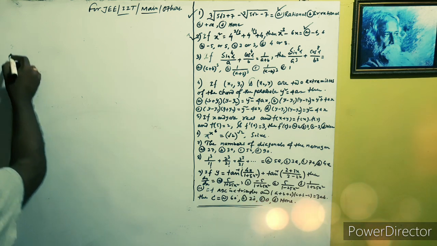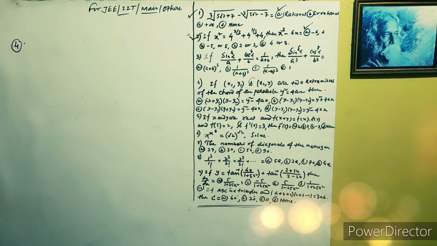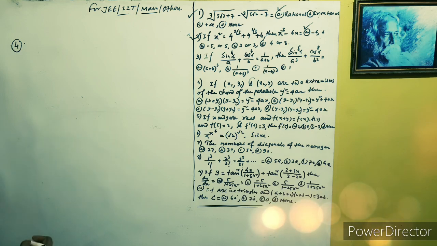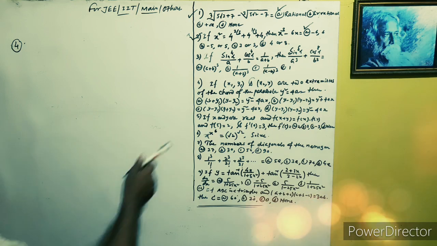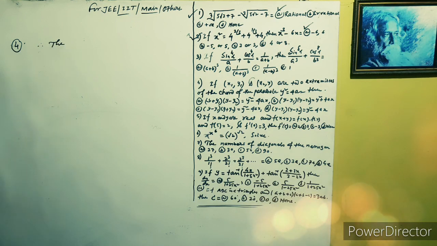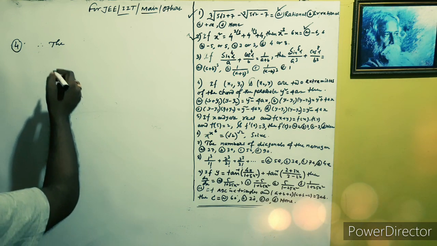Now the next question is question number 3. Here x1, y1 and x2, y2 are the extremities of the parabola's chord. So that's why they have the equation through this and this. Okay, therefore this is the equation of, actually, this is the chord.